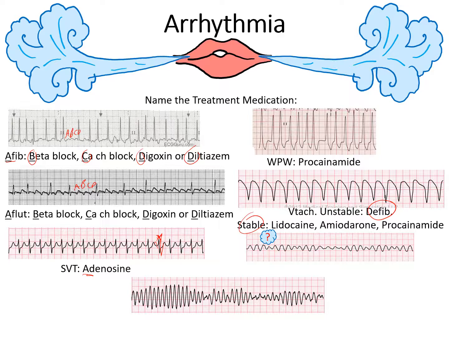Think about the next one, 3, 2, 1. This is ventricular fibrillation, which is always unstable, so it gets electrically cardioverted. I do not have a good mnemonic for these last ones.